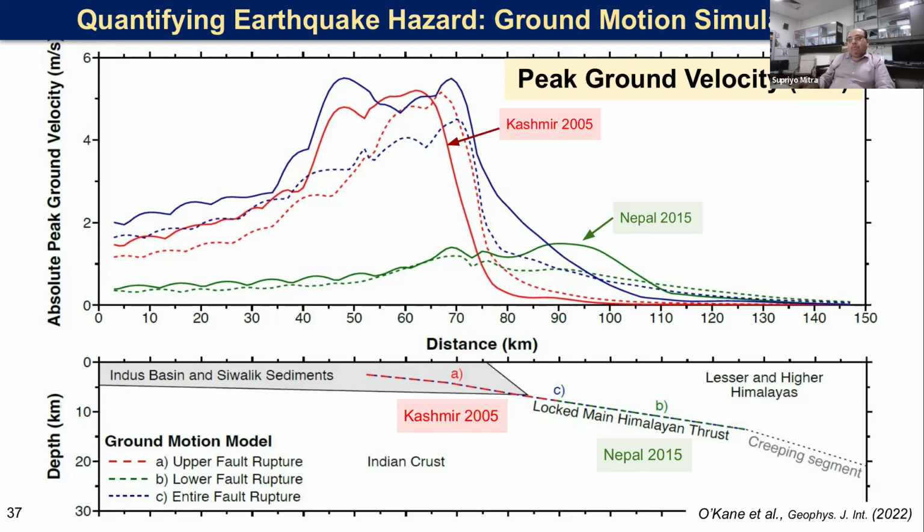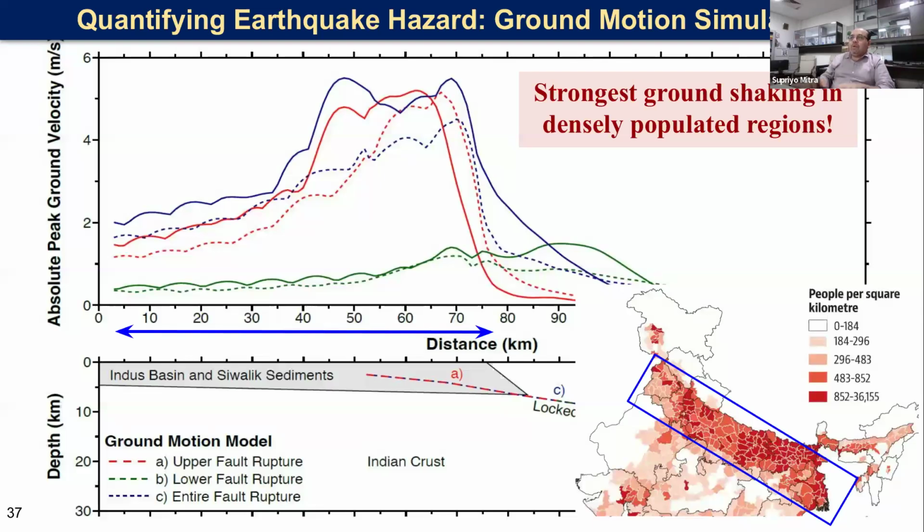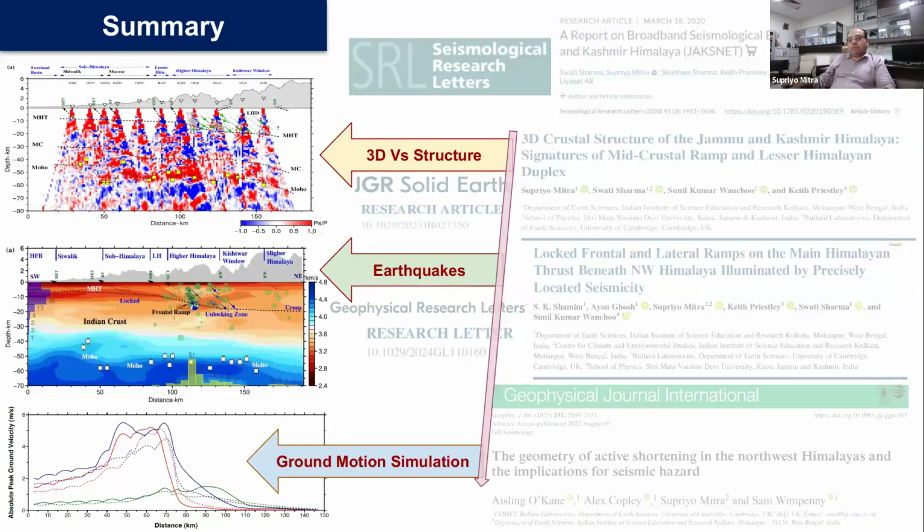So now what we look at is how this compares with the population density. Obviously the region where you have the largest ground shaking from the shallower fault is in the Indus Basin and the Shivalik sediments. That is basically the sedimentary basin, or the Himalayan sedimentary foreland basin in the front. And that is where you have the densest population in the country. So you have the strongest shaking in the densely populated regions of the foreland. So this is where I'm going to stop. I've told you about the 3D crustal structure that we obtained from the experiment. I've told you about the earthquakes, and then I've showed you how we combine all of this information into ground motion simulation. Thank you very much.